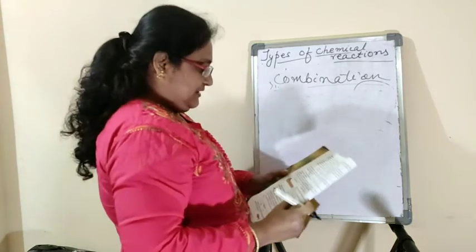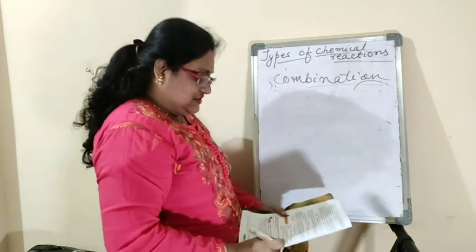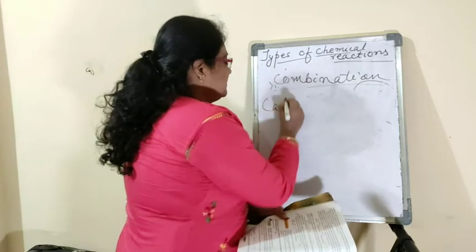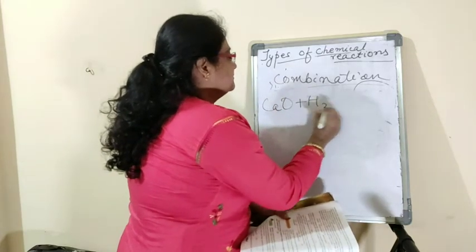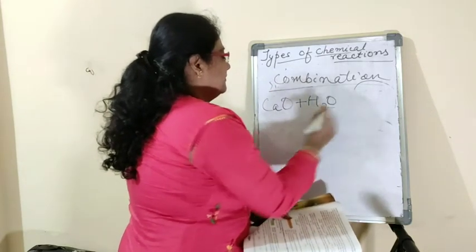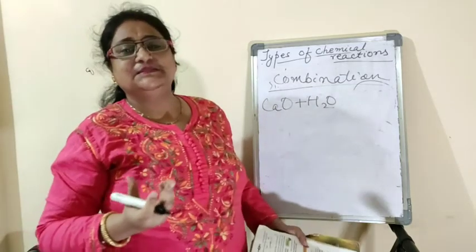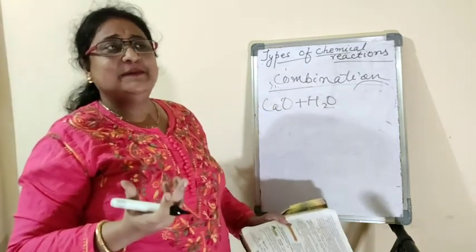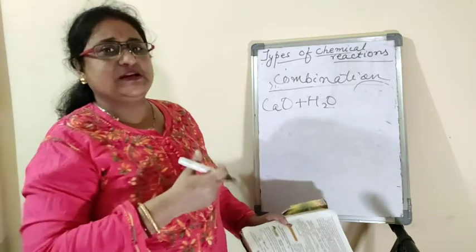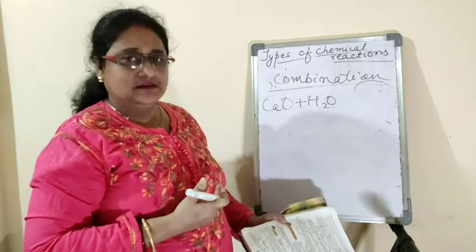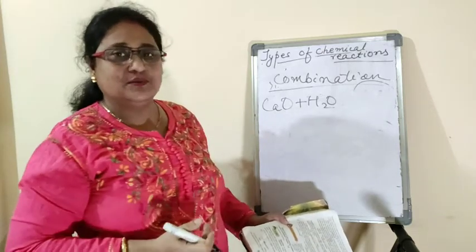Another reaction is given in your book: calcium oxide plus water. Calcium oxide is nothing but the slaked lime. This experiment is also there in your practical book. You will also do it in the practical room.